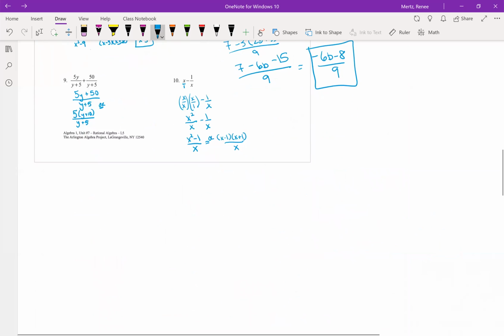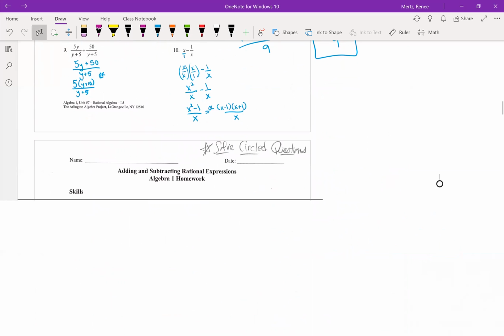All right, so that's good for your practice. Then you're going to solve the circle problems below.